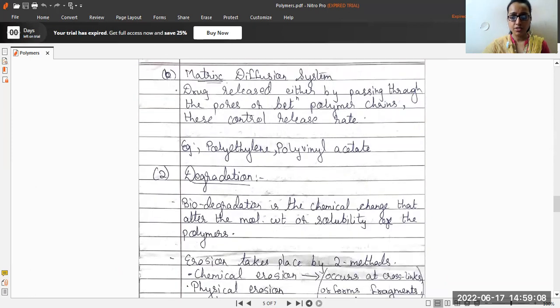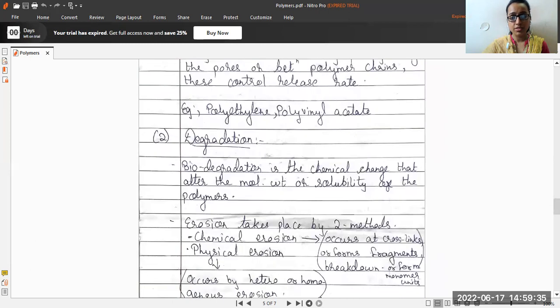In the matrix diffusion system, the drug and the polymer will be combined with each other, and then it will be transformed into a dosage form. While the drug is released slowly and steadily, the matrix will also be disintegrated, and at the same time the drug will be slowly released from the dosage form. Examples are polyethylene and polyvinyl acetate.